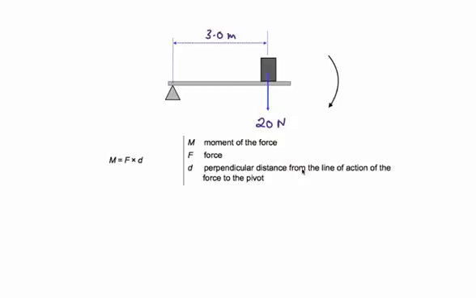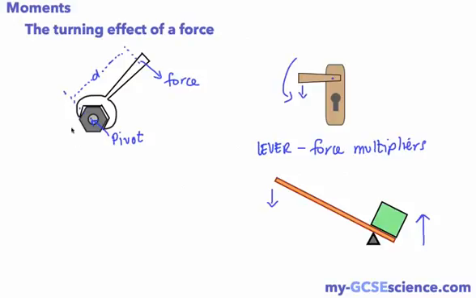It has to be perpendicular, so what that means is if you have an example like this, the distance isn't actually from the pivot to the force in this direction, it's actually in the direction perpendicular to the line of force, so it would actually be in this direction here.